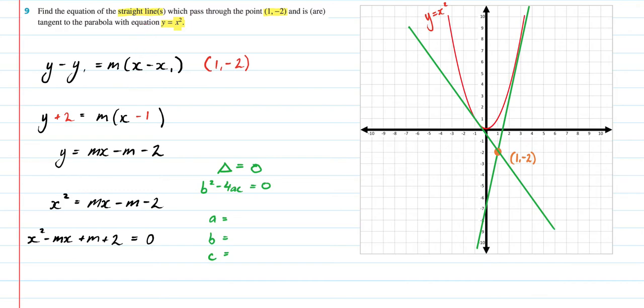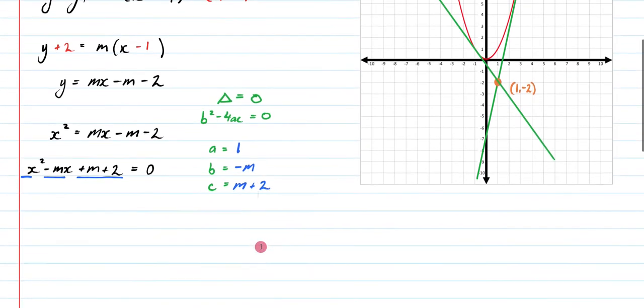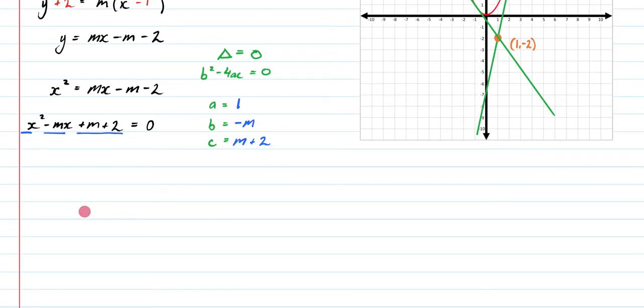I can now identify what my a, b, and c values are. My a value will be whatever's in front of my x squared, which will be 1. My b will be whatever's in front of my x, which is negative m. And my c will just be whatever's at the end here. It will be m plus 2. So now what I'm going to do is take my a, b, and c values and put them into my discriminant. So I'm going to be left with negative m, squared, minus 4 times a times c, and this is going to equal 0 because it only touches it once.